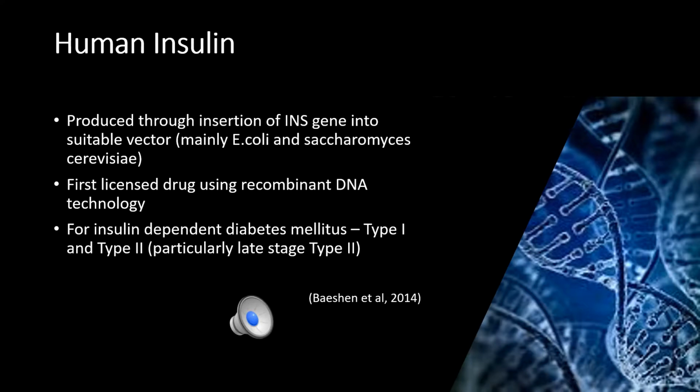The first example is human insulin. In producing this hormone, the INS gene is inserted into a suitable vector, mainly using E. coli and Saccharomyces cerevisiae. Human insulin is the first licensed drug produced using recombinant DNA technology and was created to cater for the needs of individuals with insulin-dependent diabetes.